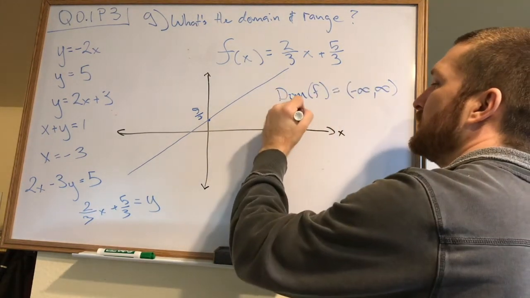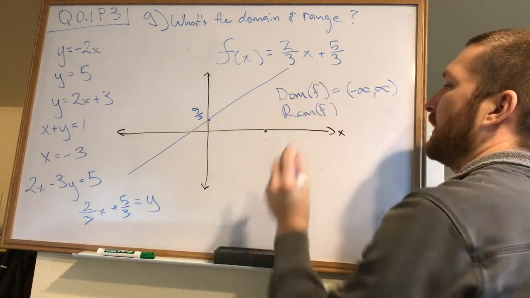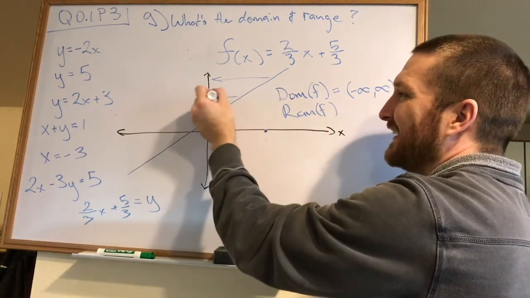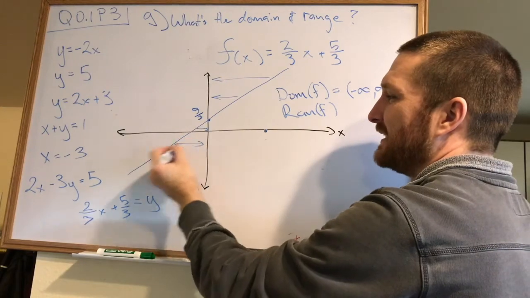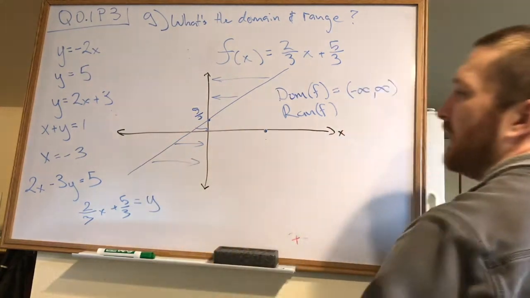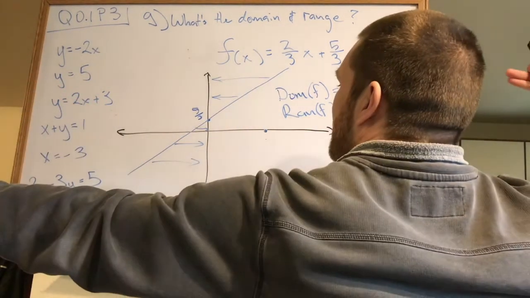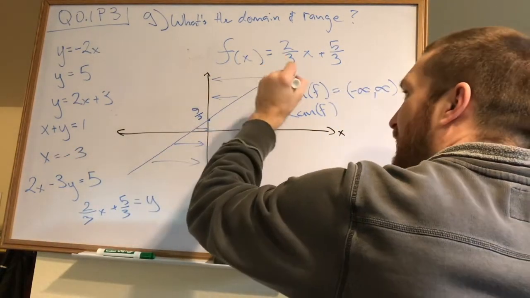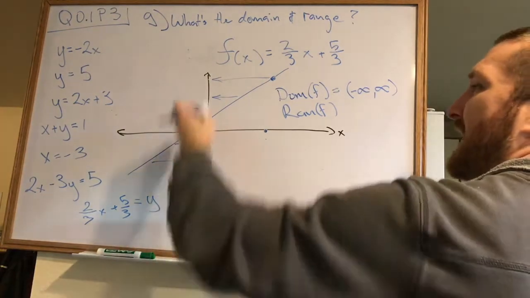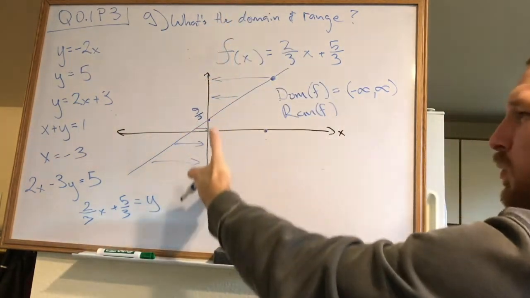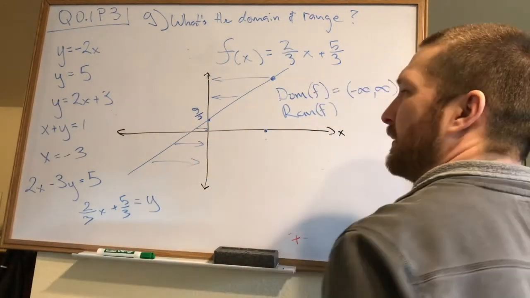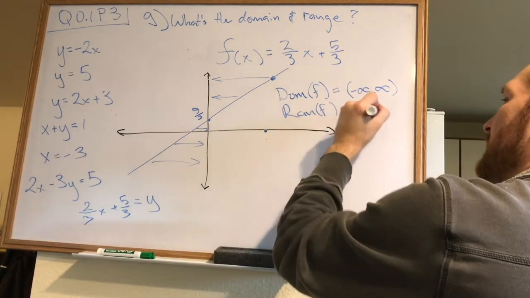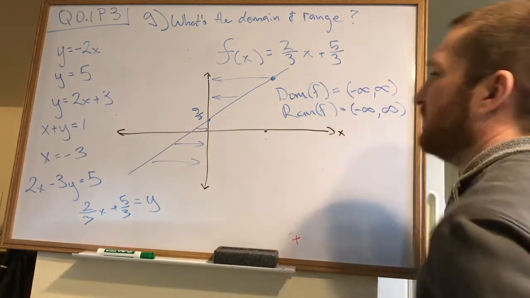And the range, well, let's think about it. Look, this gets mapped there, right? These all get mapped here. Every single number, if I took lights and shined them in, every single point would cast a shadow on the y-axis, and there's not one point on the y-axis that wouldn't be hit by a point. And so again, that's all real numbers from negative infinity to infinity.